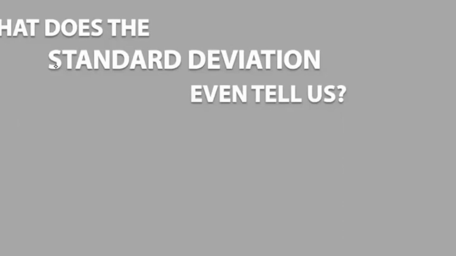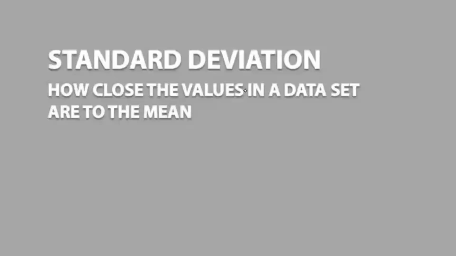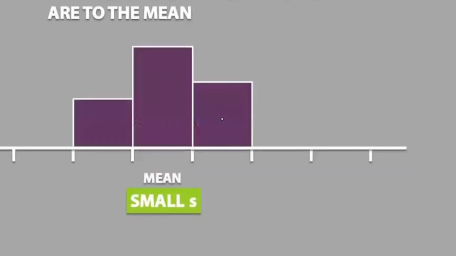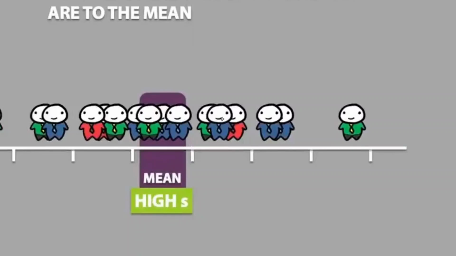If the standard deviation is low, it means deviation from the mean is low. If the standard deviation is very high, it means deviation from the mean is very high. That is nothing but how close the values in the data set are to the mean. If a small standard deviation is there, all the data points will be close to each other. If a large standard deviation is there, data points will be distributed far away from each other.